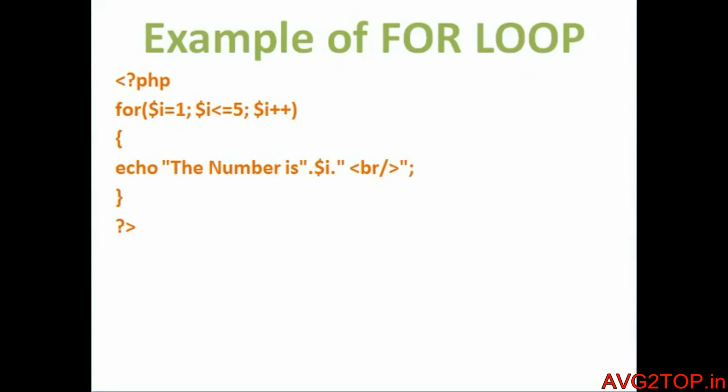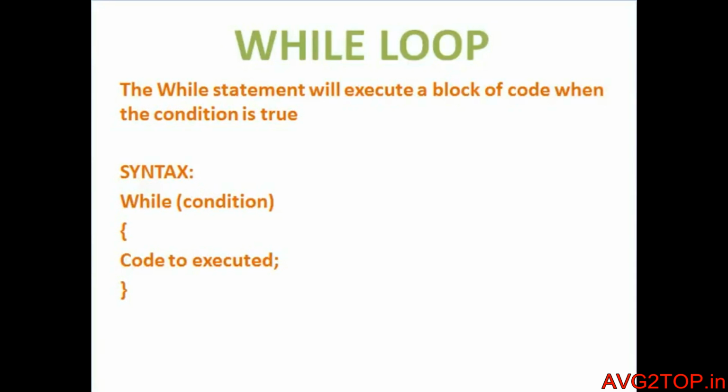This is my simple example. Here I have initialized the variable $i equal to 1 and given the condition $i less than or equal to 5, and incremented the variable. The variable $i will be incremented by 1 whenever it goes through the for loop, and it checks the condition until $i less than or equal to 5 is satisfied, and the code will be executed for every iteration. And this is the output of the for loop program, and the code is executed until the condition is satisfied. And the next loop is the while loop.